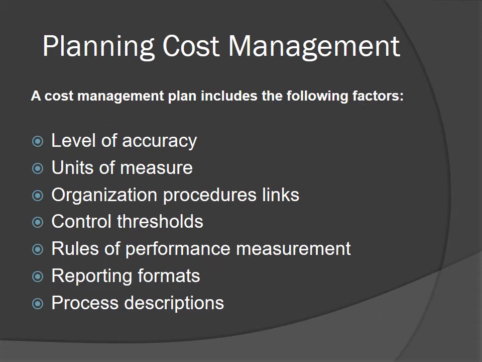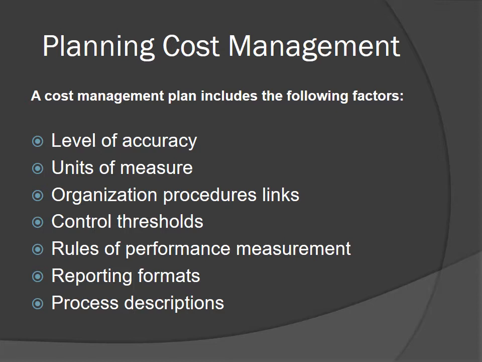Planning cost management is the first of the four cost management processes and is heavily based upon the project charter. The cost management plan should include all the following information. The level of accuracy is the determination of rounding guidelines and the amount of contingency funds. Units of measure are simply defining different units to be used. Organizational procedures links include verifying that teams understand the control account codes, and control thresholds determine the cost variance allowed.